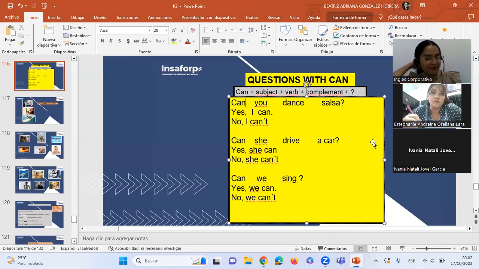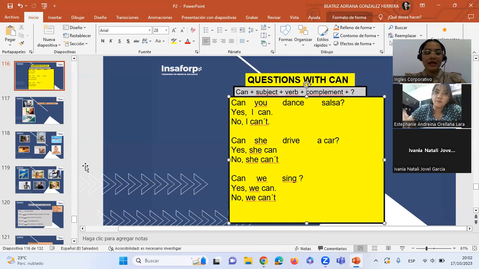Let's see. La A como E y es más alargada la N. Ajá, ok, la N es más alargada en el negativo, right? Can't. Perfect, thank you, Natalie.